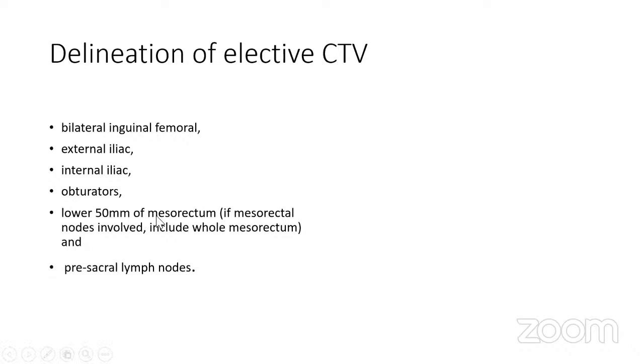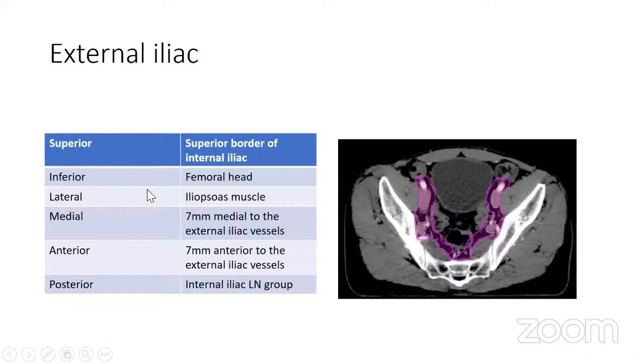So include the lower 5 centimeter of mesorectum if mesorectal nodes are absent. If mesorectal nodes are involved, then we include the entire mesorectum, that is up to the bifurcation of the inferior mesenteric artery or at the S2 S3 junction. And next is the presacral lymph nodes. So I have covered most of the stations in the rectal cancer. So I would cover just the external iliac and the inguinal lymph node contouring in this.